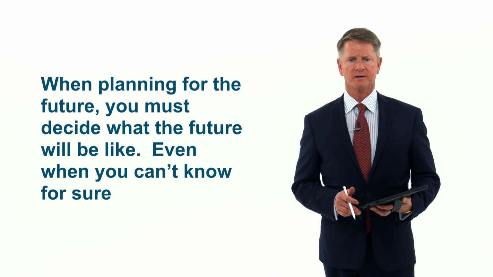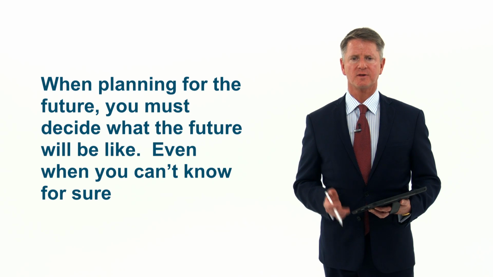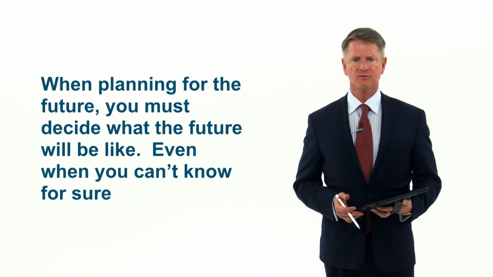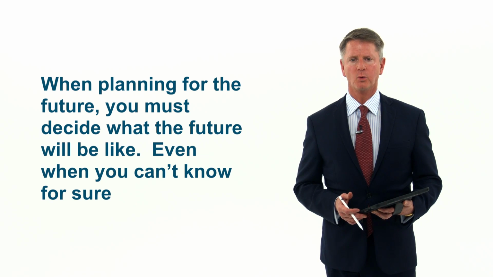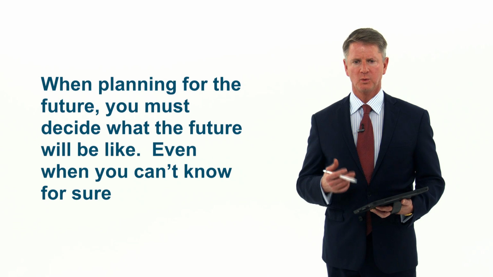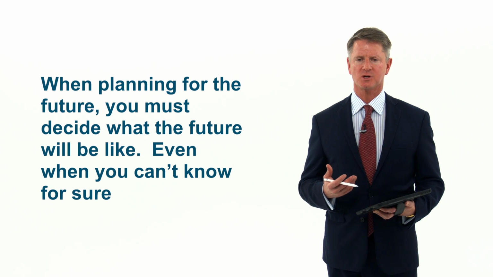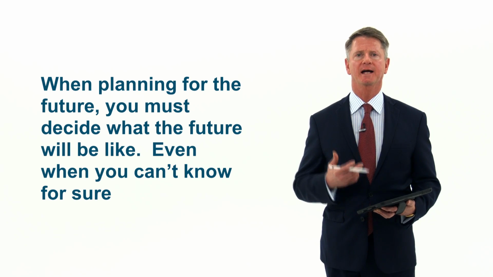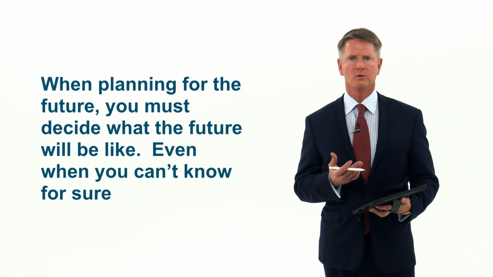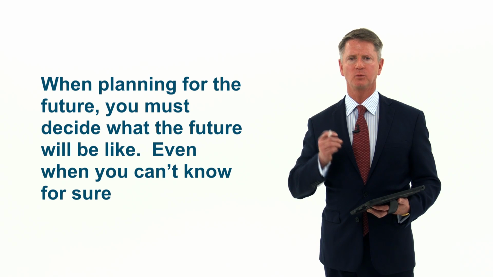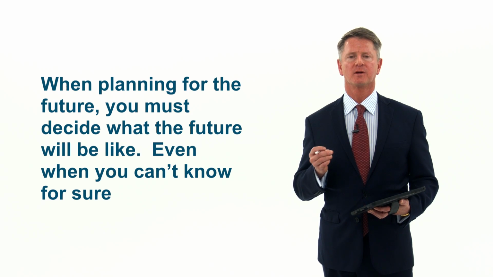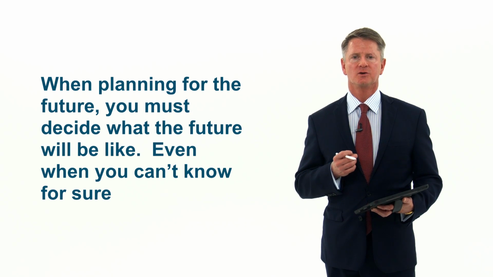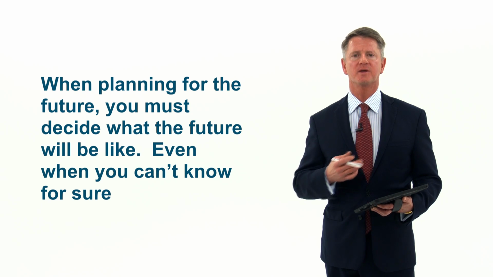When we first started talking about planning, one of the things that I mentioned was the need to forecast, the need to look into the future and decide what the future will bring. We can't plan for the future unless we have some idea of what the future is going to be like. So when we're planning for the future, we have to decide what it's going to be like, but we always know that we can't be sure. The future is unknown. So it's kind of a bit of a challenge.